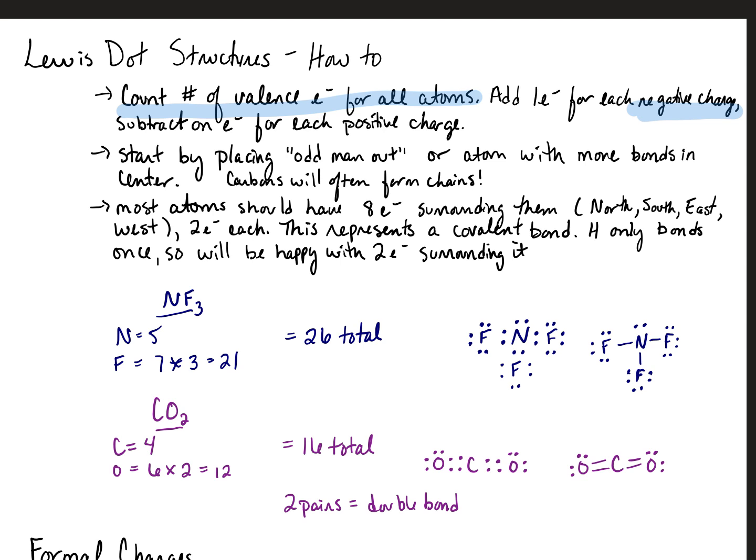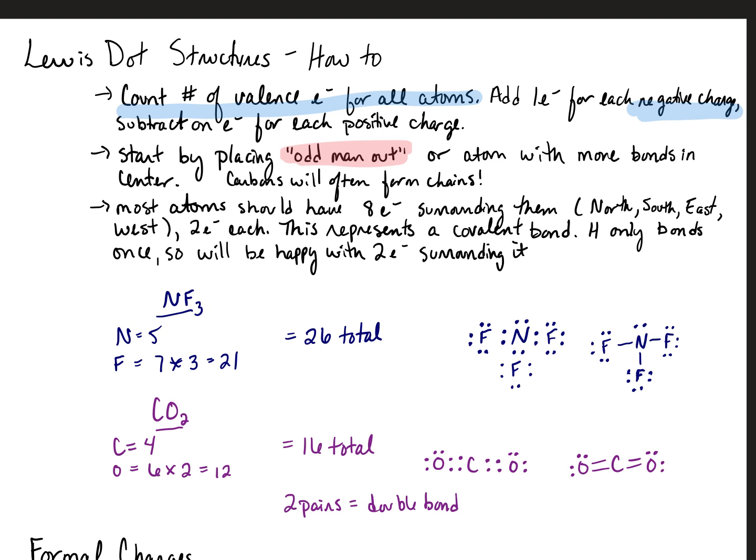Next, we're going to start by placing the odd man out. So this is generally with smaller compounds. As we get to bigger stuff, we'll work on that a little bit more. Carbons are often going to form chains as we get to those bigger things, but that's okay. So I just kind of put the different one in the middle. Usually that is a good place to start. That's a general trend, again, not the only way to do things.